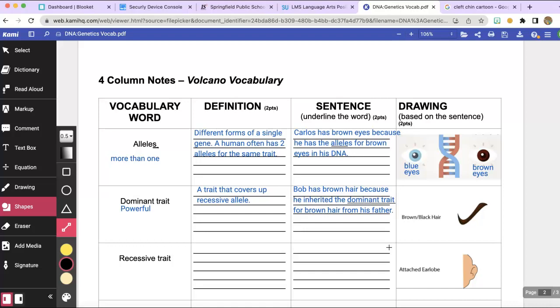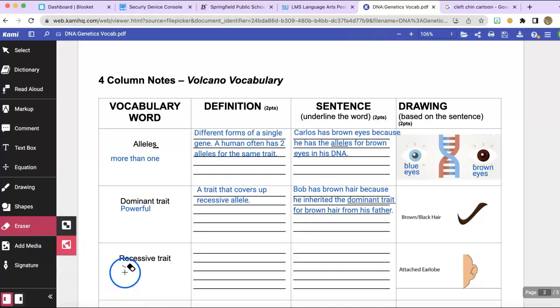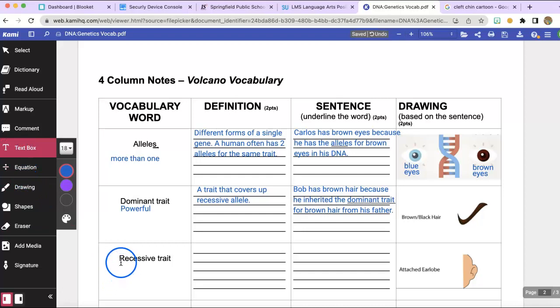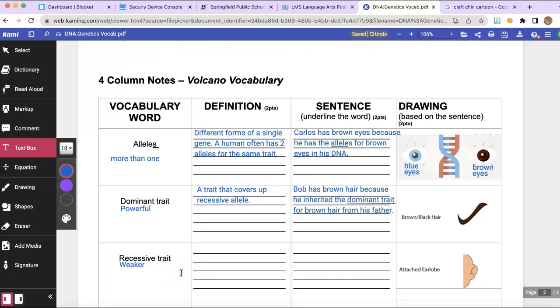Okay? Moving on. Next is recessive trait. Grab your pencil. Oh, no, that's definitely not your pencil. Grab your pencil, and we're going to go under the word recessive, and we're going to write the opposite of powerful. What is the opposite of powerful? Well, if something is powerful, it's strong. The opposite of powerful would be weaker. Recessive traits are weaker than dominant traits. That's how you can think of them. Let's write the scientific definition. Less powerful.